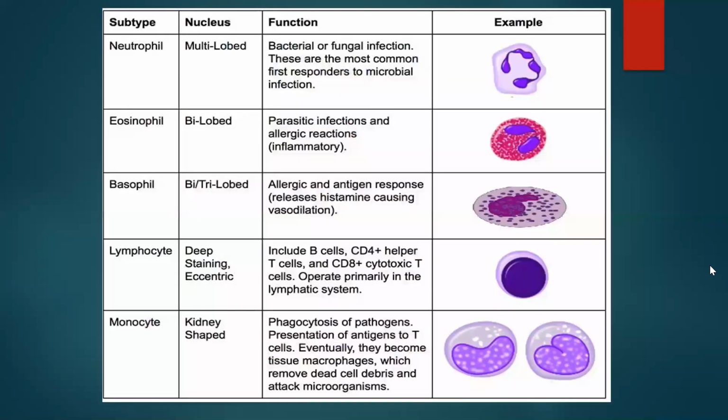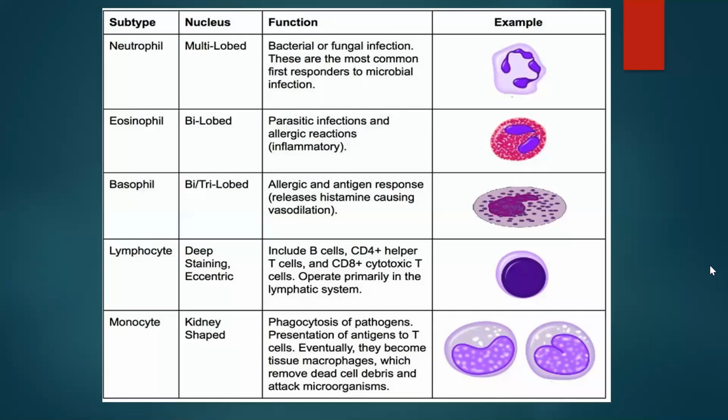Now the next, we have all the types, and these are the subtypes of WBCs. Then we have the nucleus. We'll discuss everything: the structure is here, the function is here, the nucleus type, and subtypes. So what type of nucleus is present in neutrophils, basophils, and what is the function, with the help of an example or structure. So let's begin with the first one, which is neutrophil.